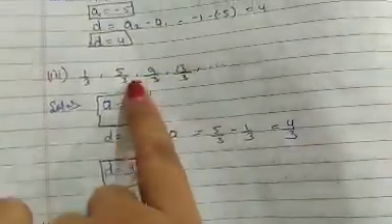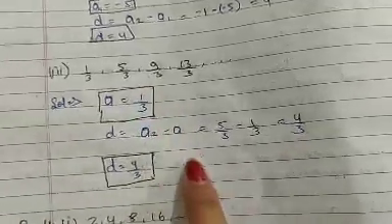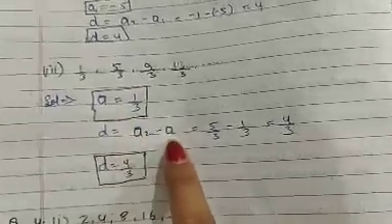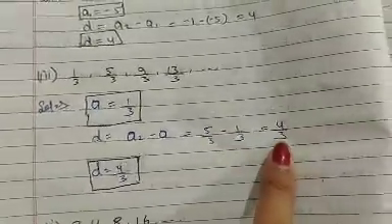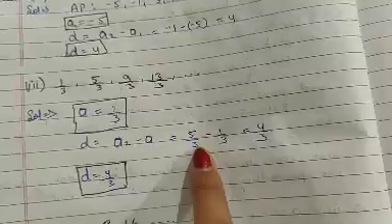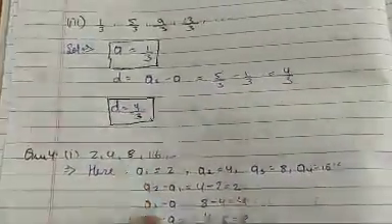Why? Because it is given that this is in an AP. Okay, see, a2 minus a1, 5 by 3 minus 1 by 3. See, the denominators of the two fractions are the same, so the LCM is 3. So 5 minus 1 upon 3 is 4 by 3. So the common difference is 4 by 3.